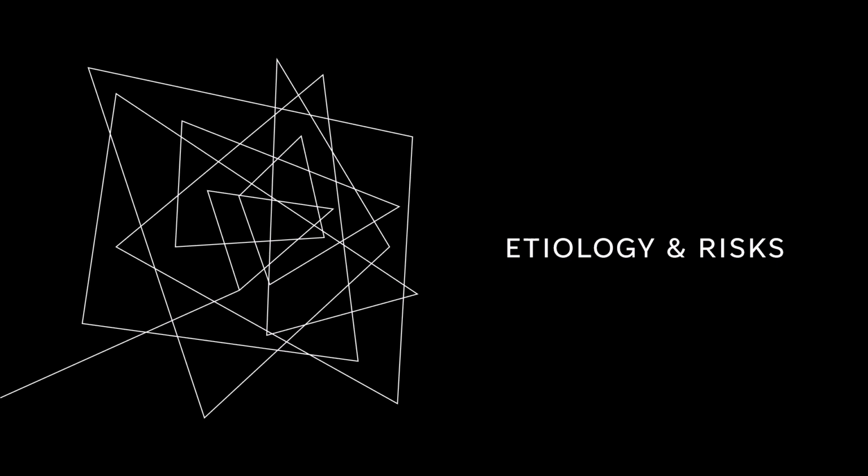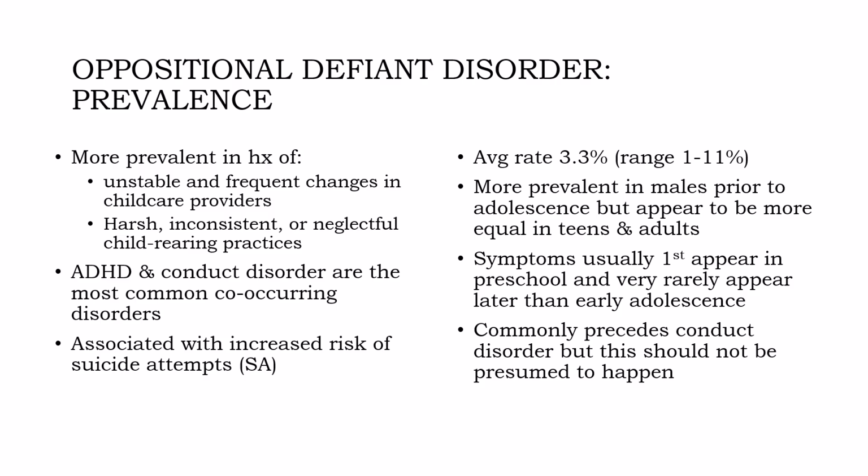Etiology and risks. With oppositional defiant, we see a common history of unstable or frequent changes in childcare providers or just primary caregivers. We also see harsh, inconsistent, or neglectful child rearing practices or parenting styles. We've got that increased risk of suicide attempts.